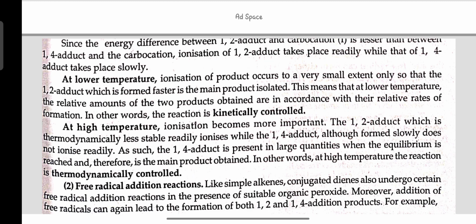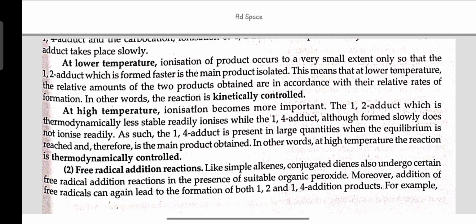At high temperature, ionization becomes more important. The 1,2 adduct, which is thermodynamically less stable, readily ionizes, while the 1,4 adduct, although formed slowly, does not ionize readily. As such, the 1,4 adduct is present in large quantities when equilibrium is reached, and therefore is the main product obtained. In other words, at high temperature, the reaction is thermodynamically controlled.